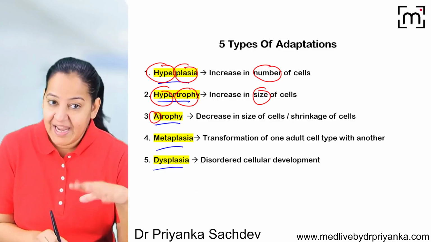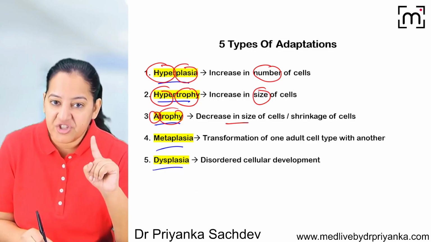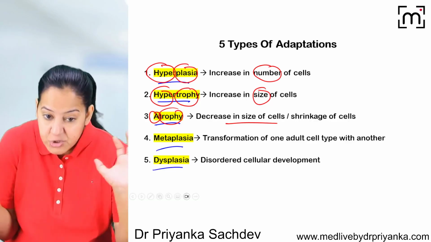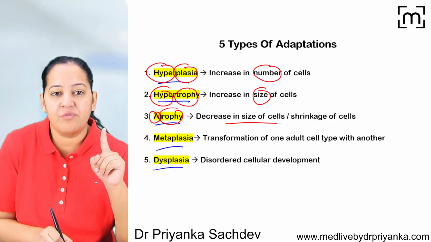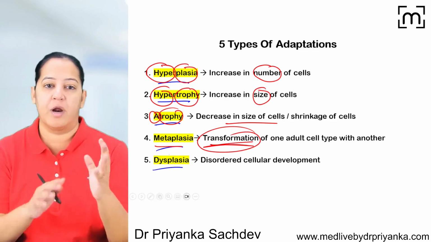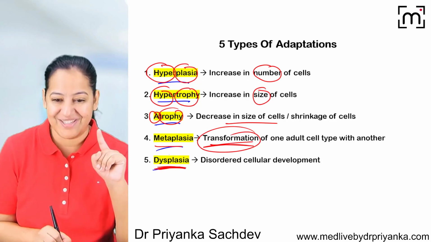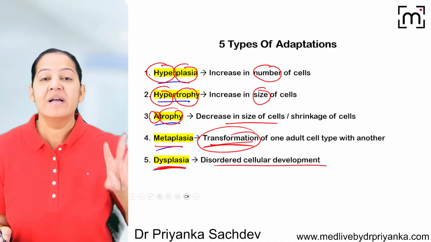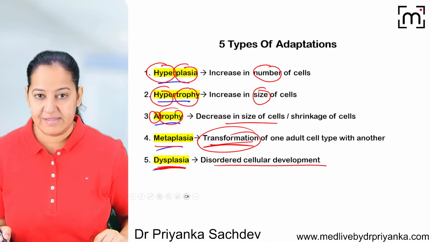A means absent. Atrophy. So it is reduction in size as well as number of the cell. It is shrinkage. Metaplasia is transformation of one type of cell to another. That is squamous to columnar or columnar to squamous. And finally, there is dysplasia. Dysplasia is disordered development. These are the 5 types of adaptations you can understand.